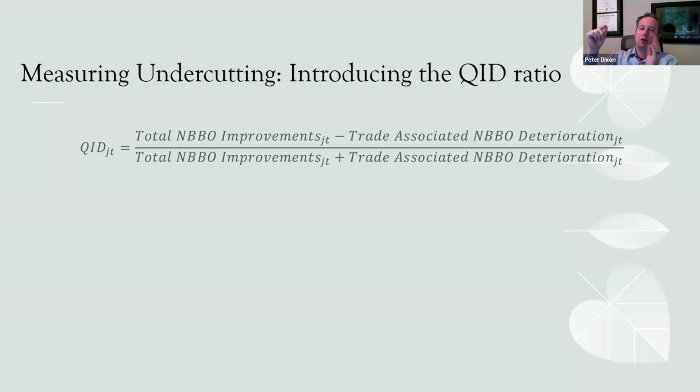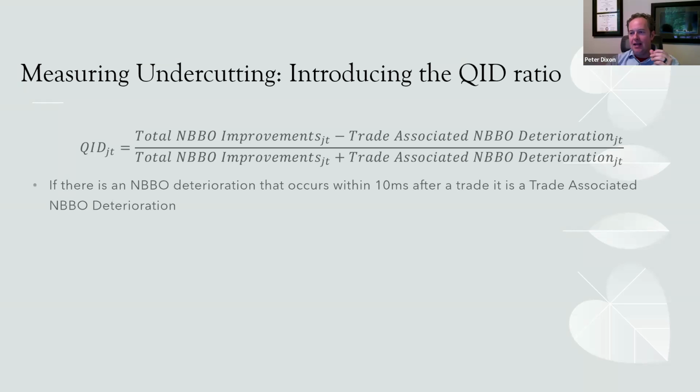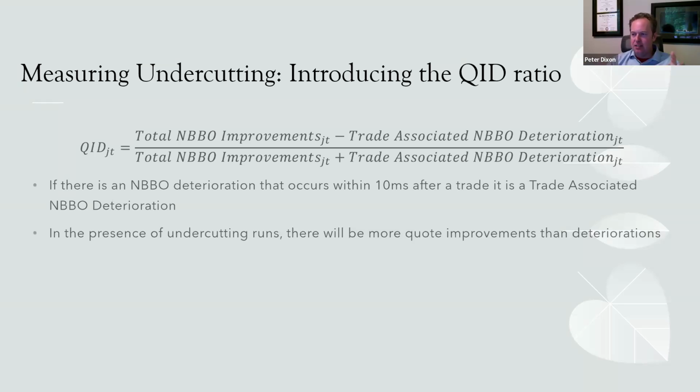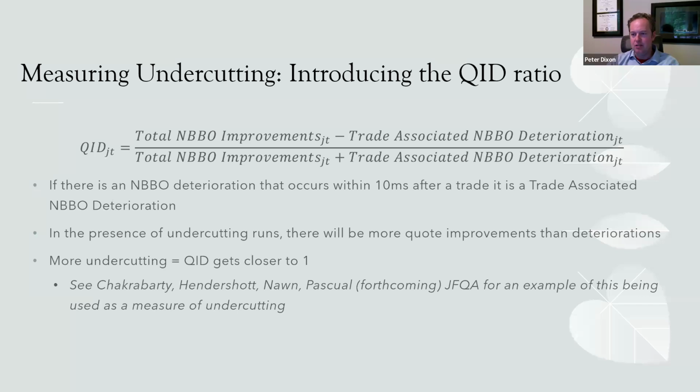Quote deteriorations that occur within 10 milliseconds of a trade, and then just divided by the total. And so in the presence of undercutting runs, there will be more quote improvements than deteriorations. And so with more undercutting, quid will get closer to 1. And so this quid measure is a measure of undercut. We argue it is a measure of undercutting prevalence.